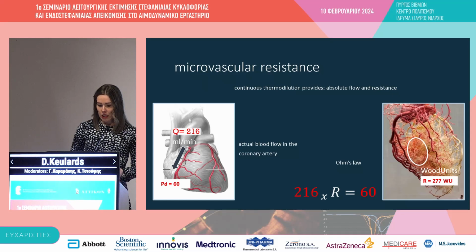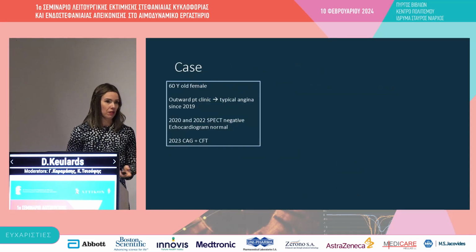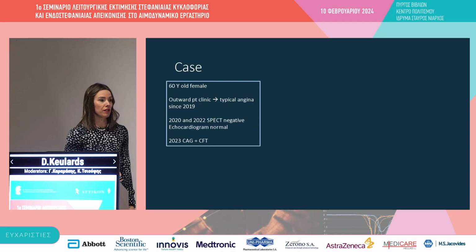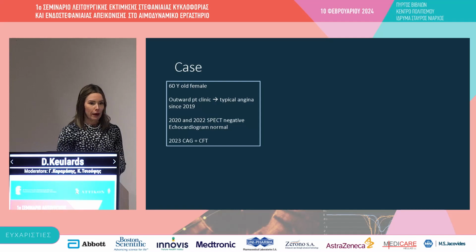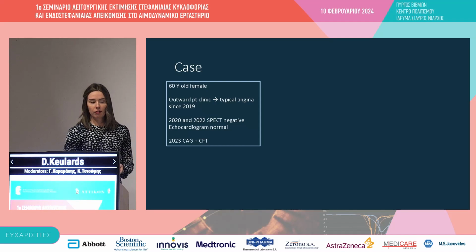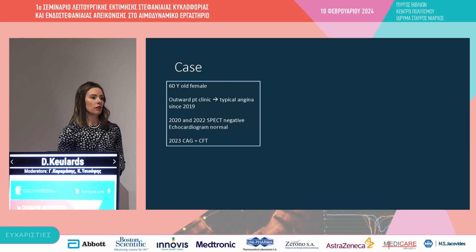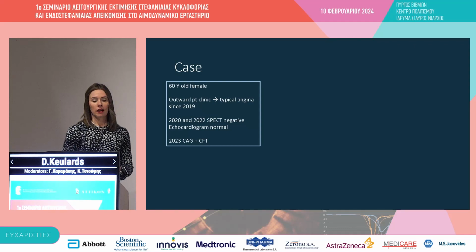So in our daily practice, for example, we have a 60-year-old female. She already visited our outpatient clinic in 2019 with typical angina. We performed 2 SPECT scans on her and an echocardiogram. It was all normal. Then she came to my outpatient clinic and I talked with her and I told her maybe we could do an angiogram with coronary function testing.